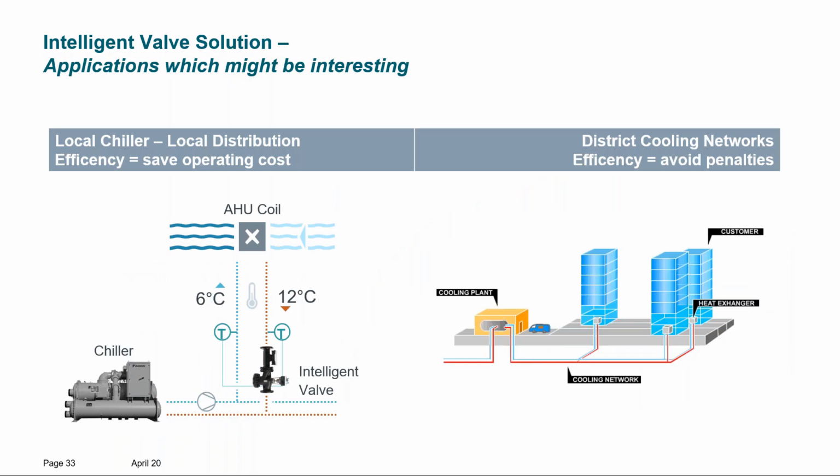I compared here what could be the use cases for intelligent devices. I mentioned this: intelligent devices for the bigger consumers, for the risers, to keep delta T under control. On the left-hand side, this would be an example for an owner-used building. Cooling generation is done by a local chiller plant.